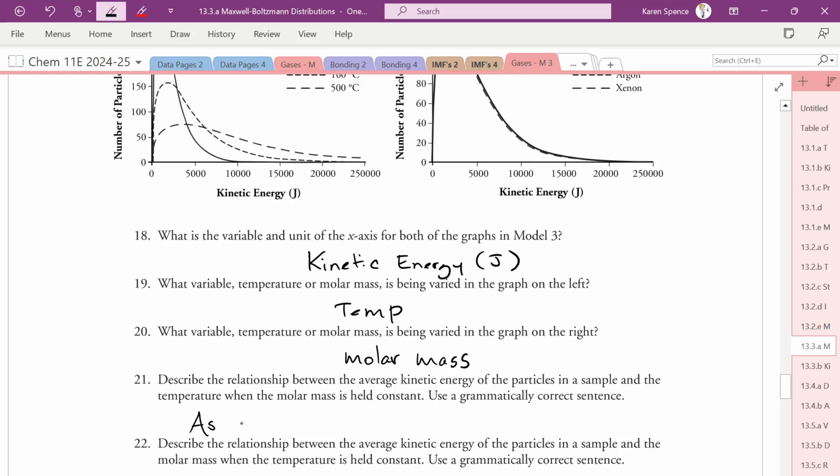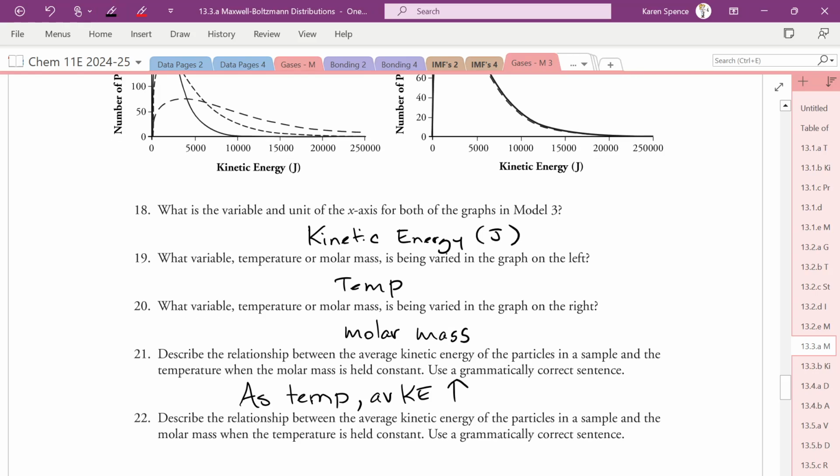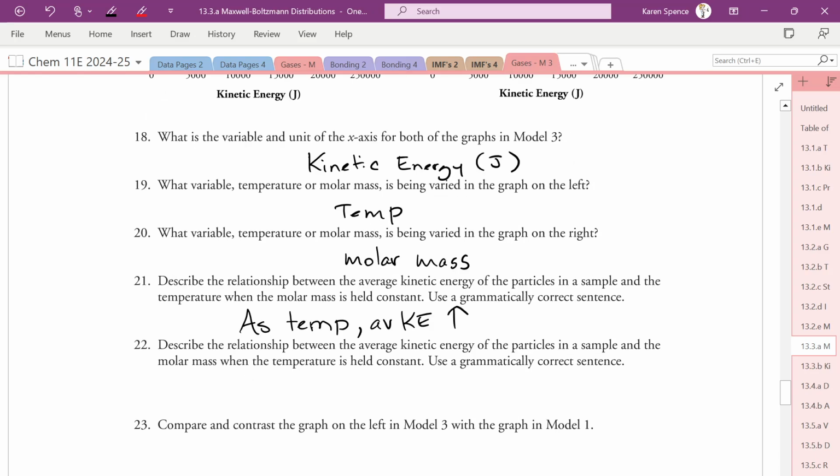As average kinetic energy increases, what happens? Oh, as temperature increases, average kinetic energy does what? Increases. Describe the relationship between the average kinetic energy of the particles in a sample and the molar mass.